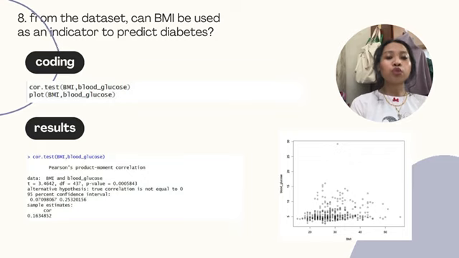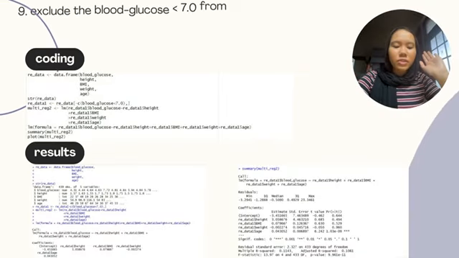The results show a weak positive correlation, indicating that BMI may determine blood glucose level. And the p-value is low, hence it indicates that BMI may significantly impact blood glucose. Based on this, it shows that BMI may be used as an indicator of whether an individual is diabetic or not. Thank you for the presentation.